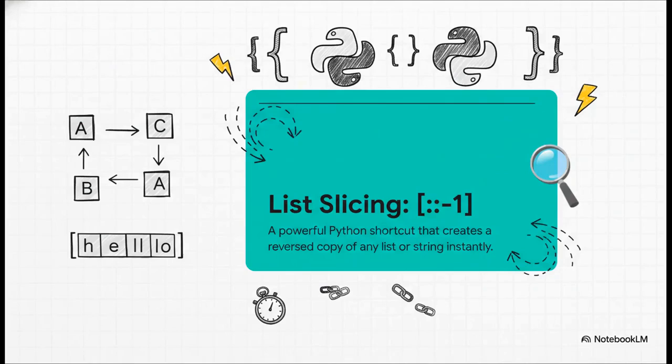And here it is. This is the heart of the trick. That little bit of syntax, [::-1], is called list slicing. It is one of the most fantastic shortcuts in Python. It instantly creates a reversed copy of any sequence, whether it's a list of words or even the characters in a string. It's so concise, but it packs a serious punch.